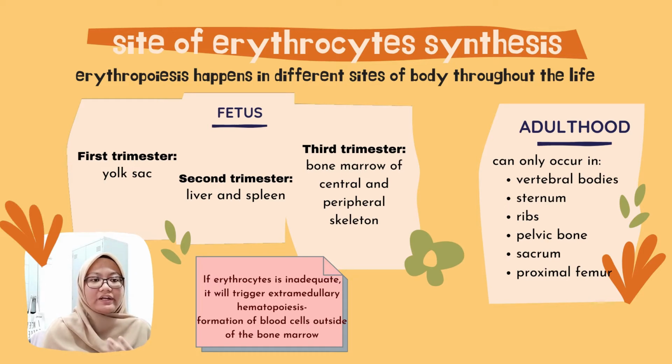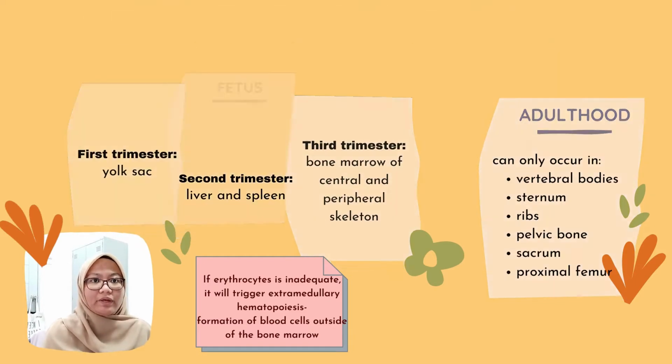In case erythrocytes are inadequate, which means the body does not have enough red blood cells to transport oxygen to the whole cell in the body, this condition will trigger extramedullary hematopoiesis, which means formation of red blood cells outside of the bone marrow.